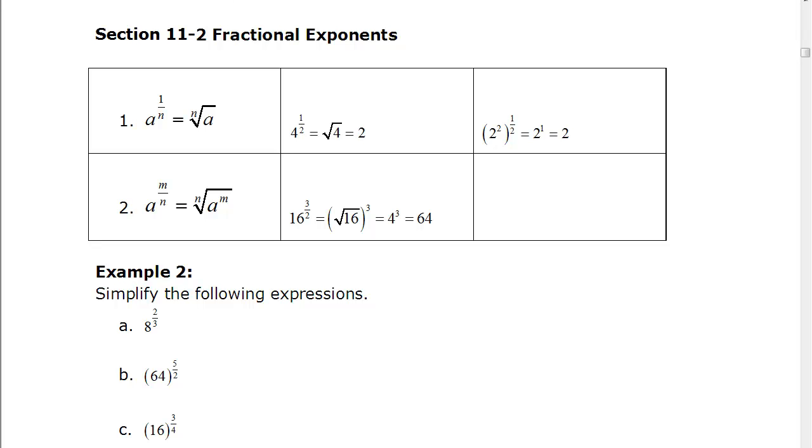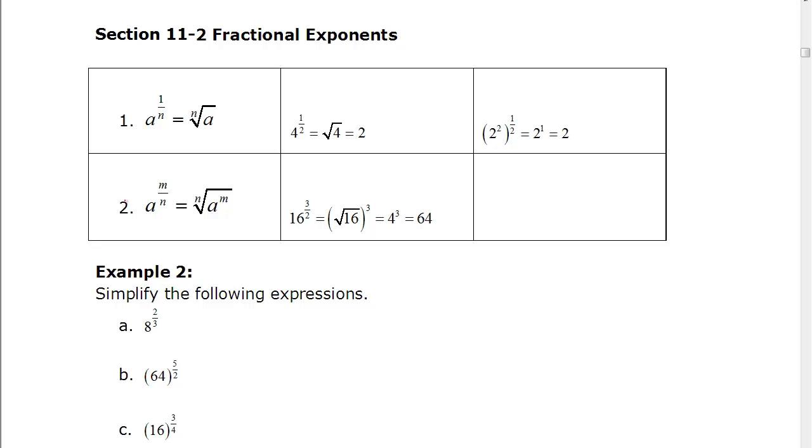In this video, we're going to continue with our exponent rules, but now we're going to look at fractional exponents. And fractional exponents are a different way to write radicals. So a to the 1 over n, well, that's the equivalent of saying the nth root of a. So 4 to the half, for example, means the square root of 4, which would be 2.